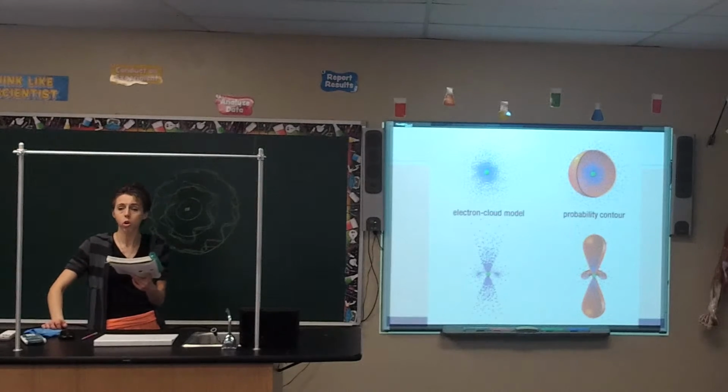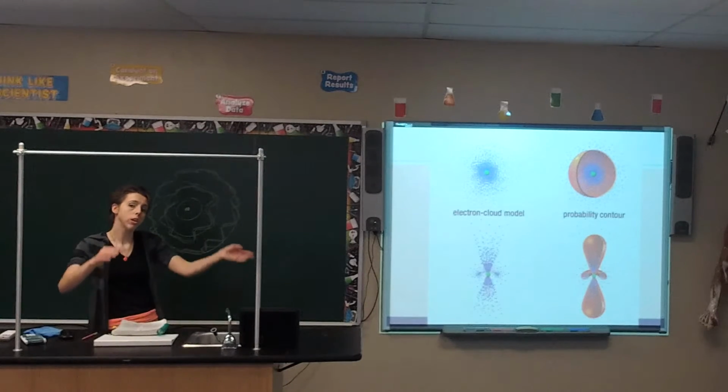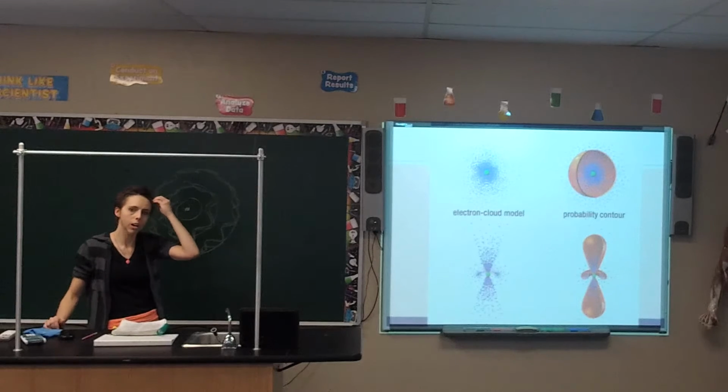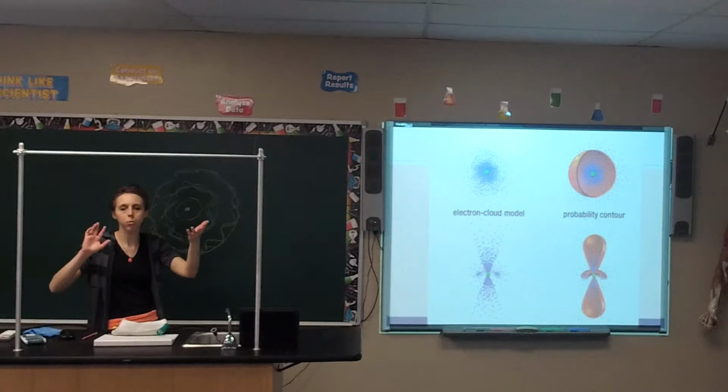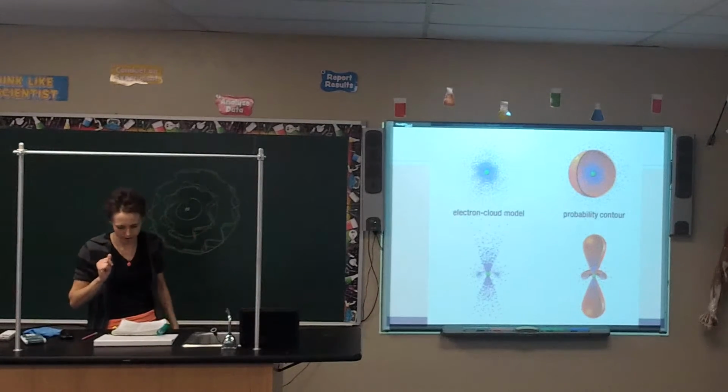Each orbital can hold up to 2 electrons, and each electron shell is made up of 1 or more orbitals. I'm going to get more into this in chemistry later on, but you can have different kinds of orbitals, or patterns if you want to think of it that way.